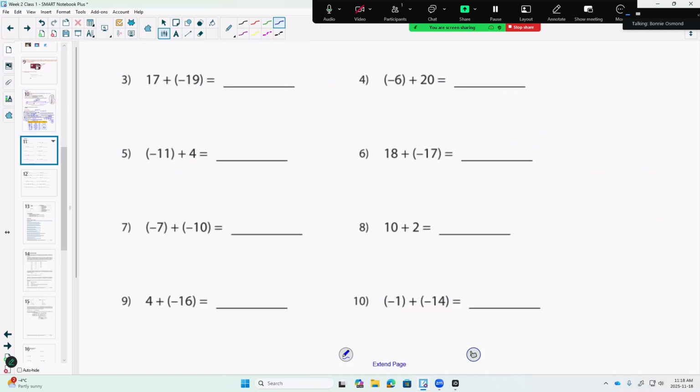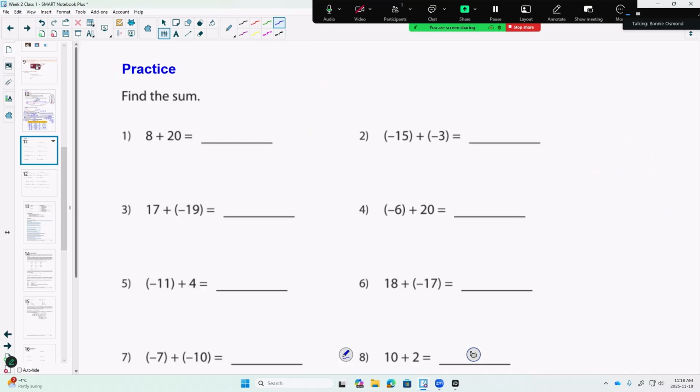Okay, we'll do a couple of examples because we didn't have much time to do examples last day, but we're not going to do too many. Do one of each. So positive plus a positive, answer is going to be positive. 8 plus 20 is 28. Number 2, negative 15 plus negative 3. They're both negative, so my answer is going to be negative, and I add the numbers. 15 plus 3, 18.